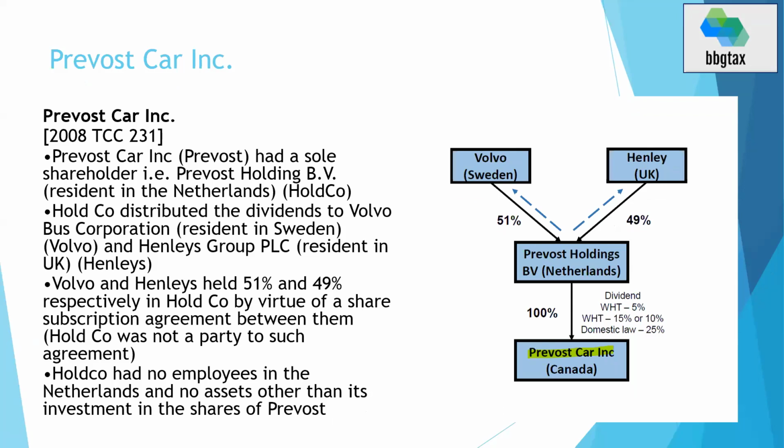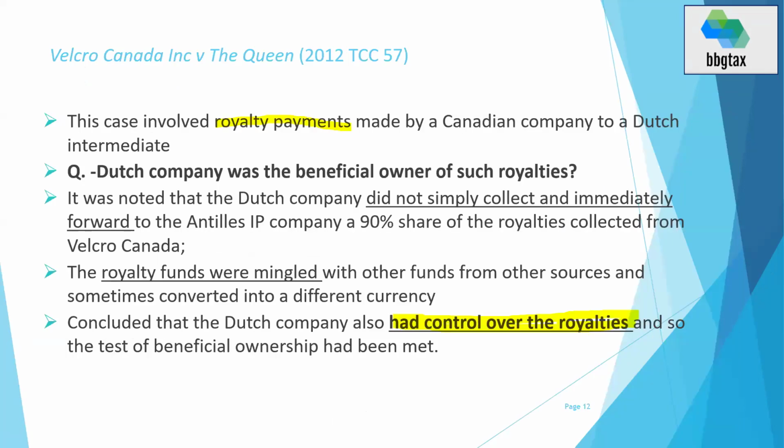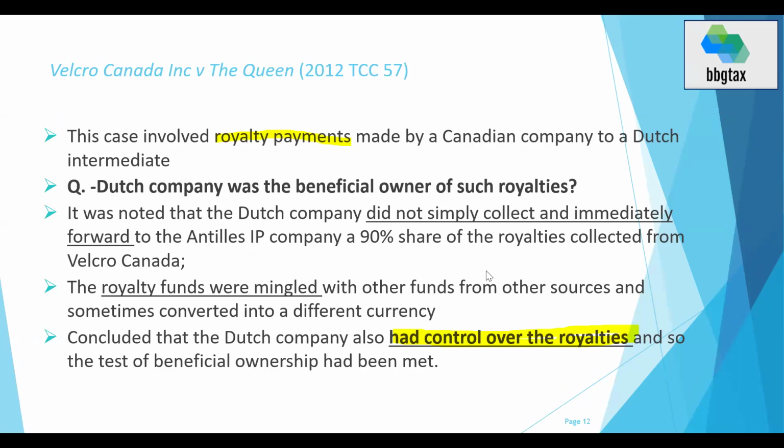Now, let us discuss another case law, the case of Velcro Canada Inc. versus the Queen. This is again a Canadian court decision. In this particular case law, the Canadian courts applied the Prevost Car ruling in a royalty context. This was decided by the Tax Court of Canada in the taxpayer's favor.